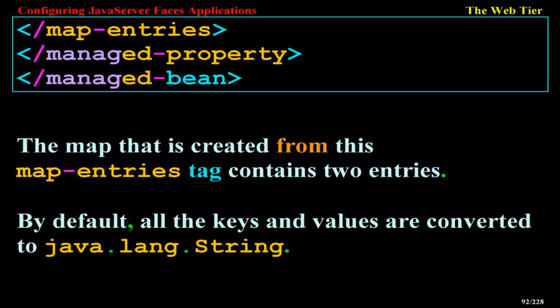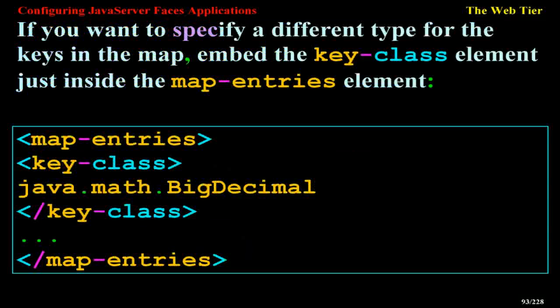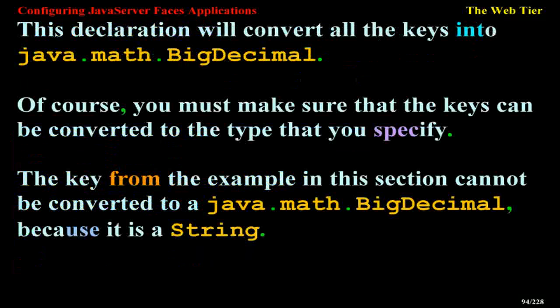By default, all the keys and values are converted to java.lang.String. If you want to specify a different type for the keys in the map, embed the key class element just inside the map entries element. Map entries, key class, java.math.BigDecimal, key class, map entries. This declaration will convert all the keys into java.math.BigDecimal.